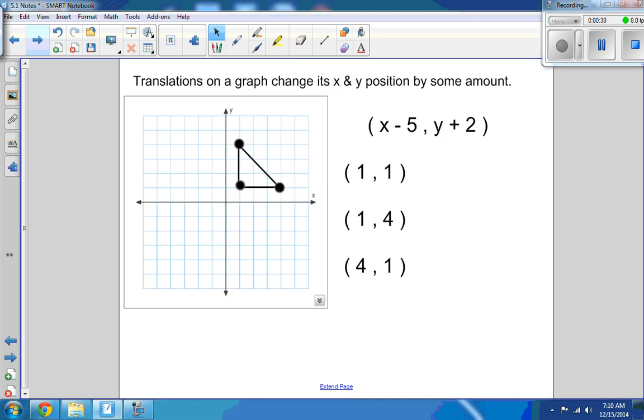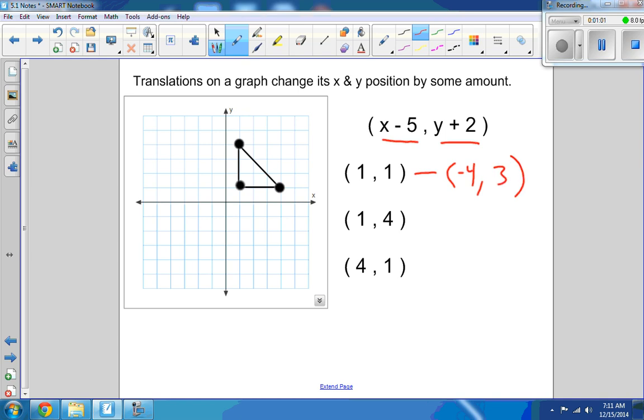So let's look at how we can do a translation on a graph and change its x and y position by the same amount. So the translation we're going to be doing is x minus 5, y plus 2. Here's all my original points here, (1, 1), (1, 4), (4, 1). So I apply the translation to (1, 1). So 1 minus 5 is negative 4. 1 plus 2 is 3. So let's graph that. Negative 4, 3.